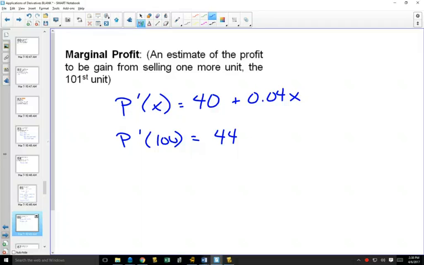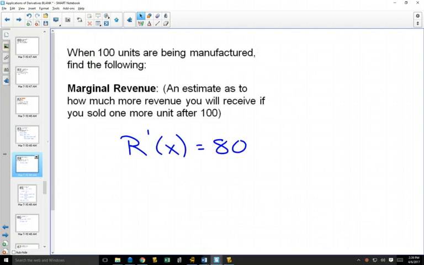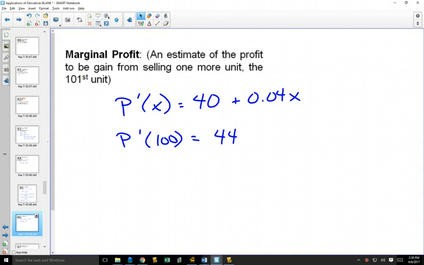Where did I get this equation? Oh, the P of 100 is because for all of these questions, when 100 units are being manufactured, you're trying to figure out what it would be to produce the 101st. Okay? So when I plug in 100 into my marginal profit, it's telling me that if I did one more, that's what I could expect.